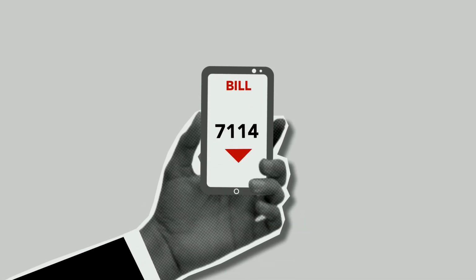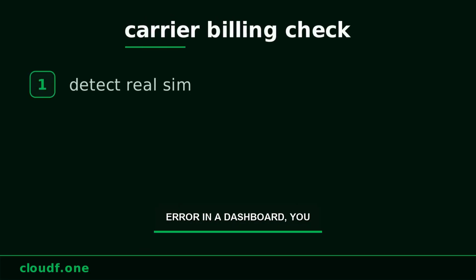So if that path is broken, you do not see an error in a dashboard. You just see those customers reach the payment screen and vanish.